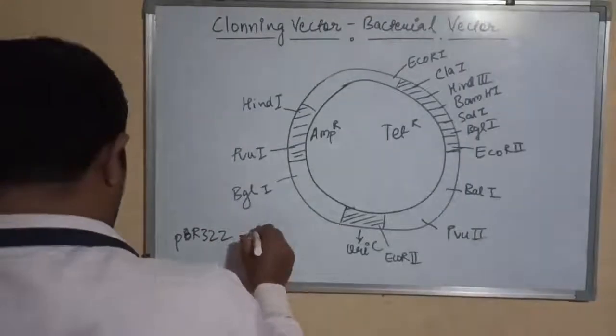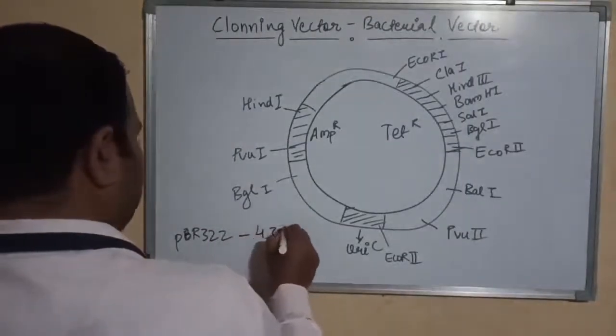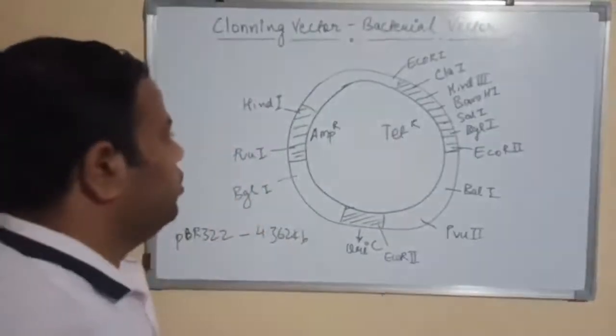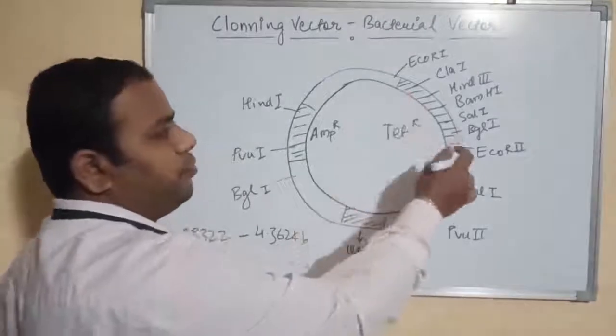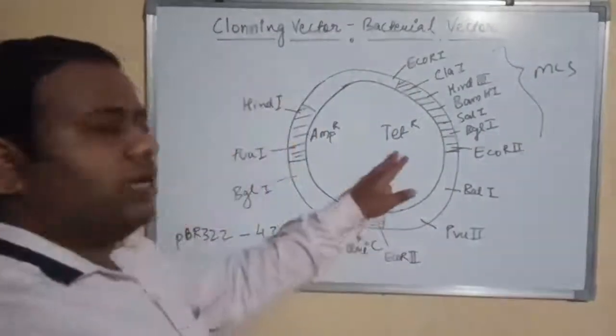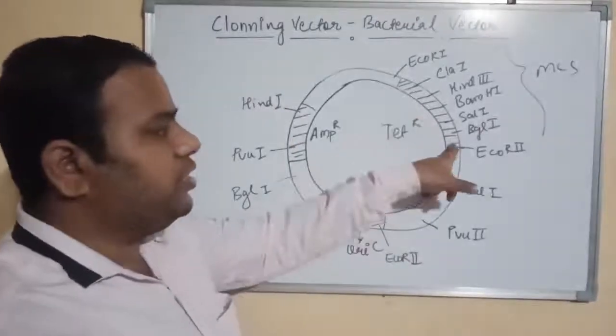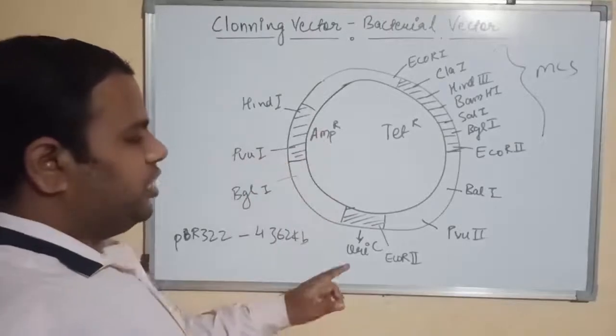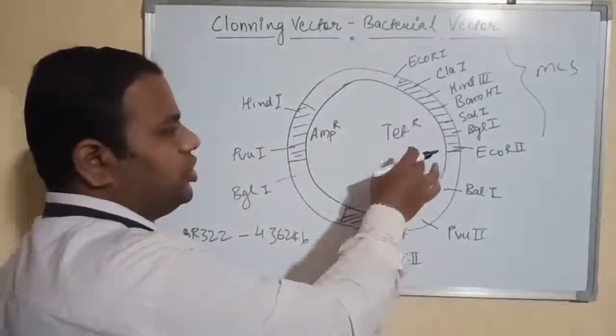which has a 4.362 kb length. Okay, so here you can see there is a presence of multiple cloning sites at the same gene. Means what? In the tetracycline gene there are different restriction enzyme sites, and in ampicillin also there are different restriction enzyme sites. There are many more also, but they are not mentioned here.